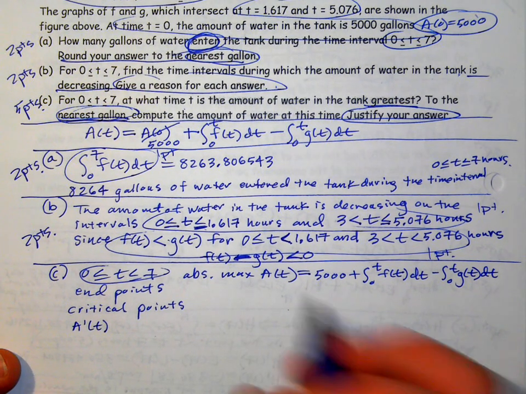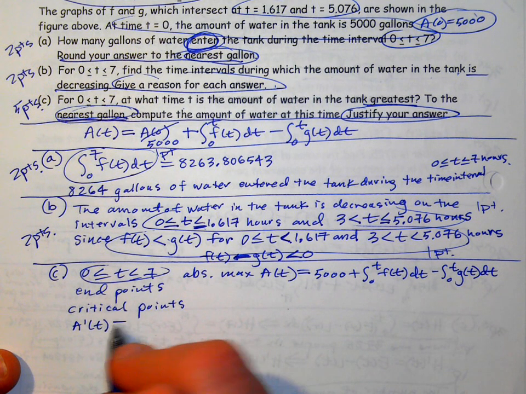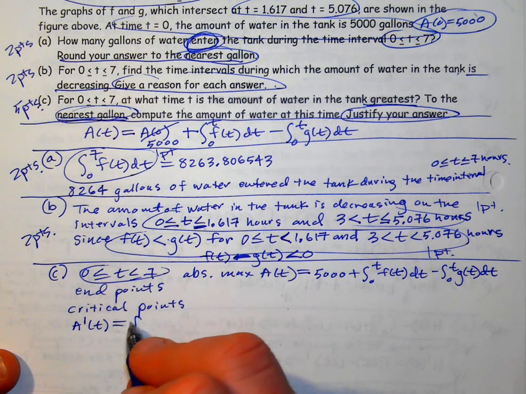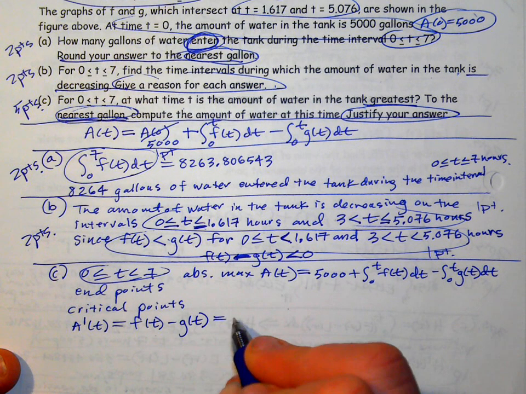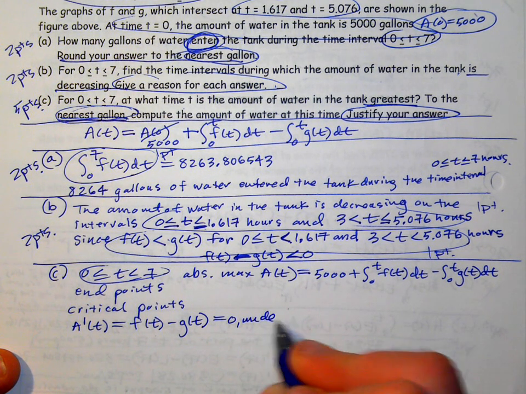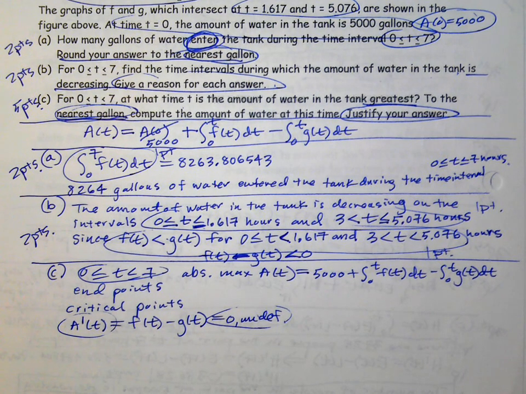Okay, so A prime is the derivative, 5,000, 0. Using the fundamental theorem of calculus part 2, we're going to get F(t) minus G(t), and we're going to set it equal to 0 or undefined. Write that down: equals 0 or undefined. Label your work. Don't just write F(t) minus G(t). Don't set it equal to 0.